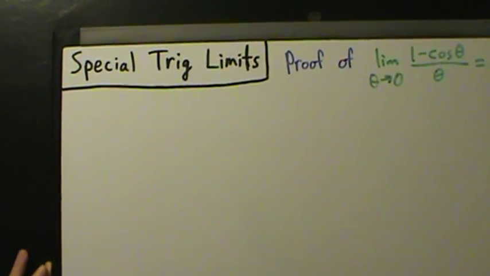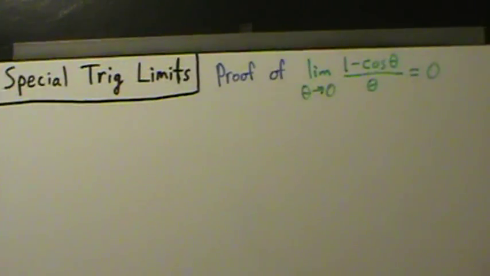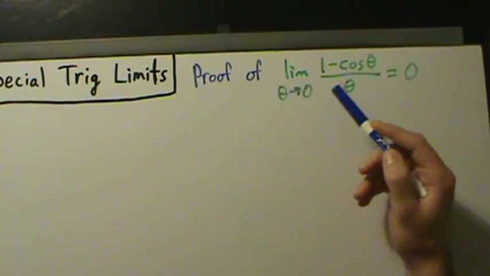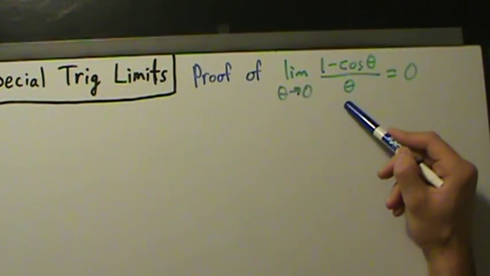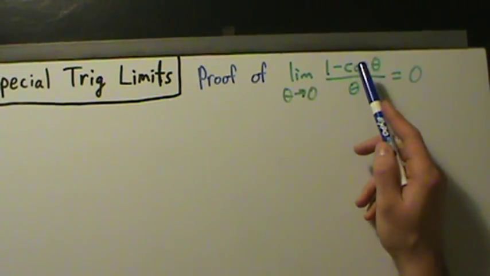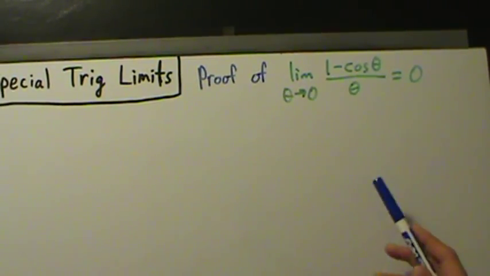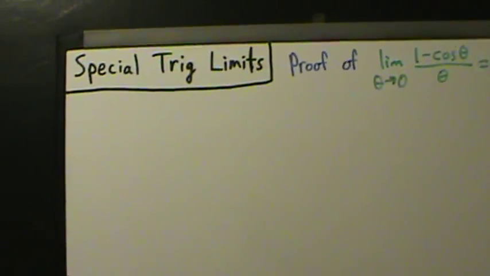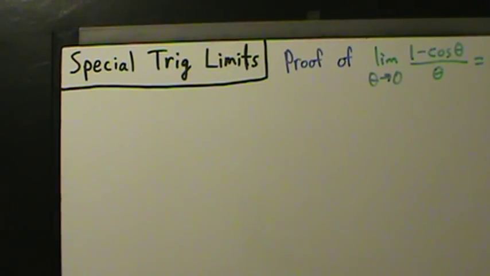Okay, so in this video, we're going to do the other special trig limit. We're going to prove that the limit as theta goes to 0 of 1 minus cosine theta divided by theta equals 0. It could be 1 minus cosine theta, or you could have cosine theta minus 1 on top. It doesn't really matter. You could do the proof that way too. It's going to be the same thing either way.